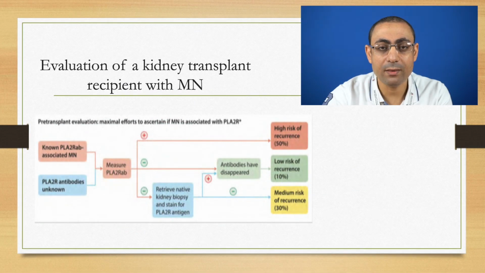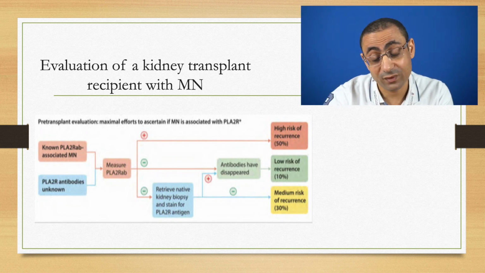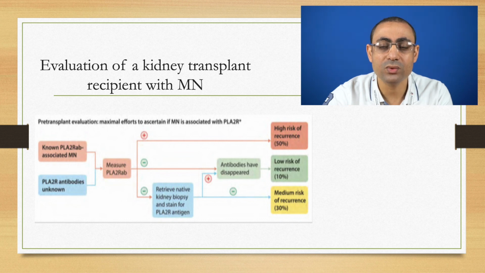In the last slide, we will speak about evaluation of the kidney transplant recipient with membranous nephropathy. For patients with membranous nephropathy who are known to be anti-PLA2R antibody positive, or whose antibody level is unknown, we will check the PLA2R antibody level before transplantation. If it's still positive, this means a high risk of recurrence, more than 50%. If it's negative, or positive and becoming negative, there is a low to medium risk, around 10 to 30%, for recurrence.